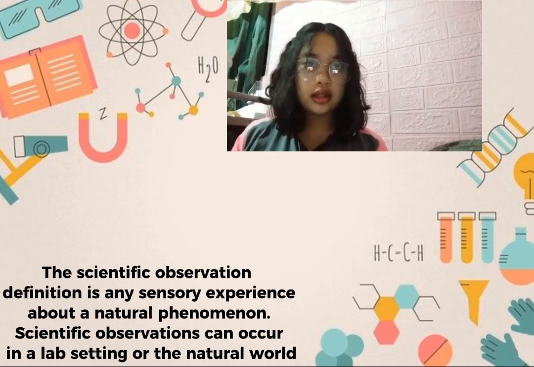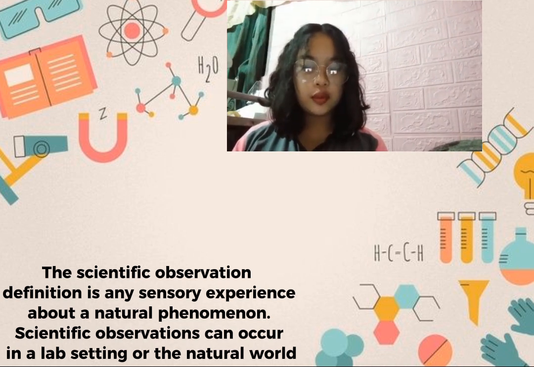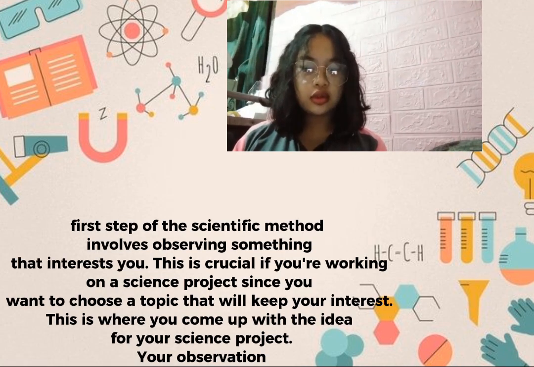The first step of the scientific method involves observing something that might interest you. This is crucial if you're working on a science project, since you want to choose a topic that will keep your interest. This is where you come up with the idea for your science project. Your observation can be on anything from plant movement to animal behavior, as long as it is something you want to learn more about.